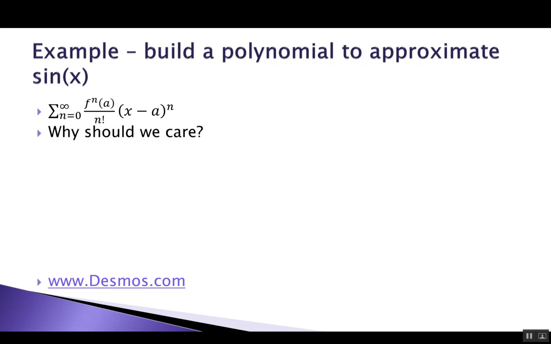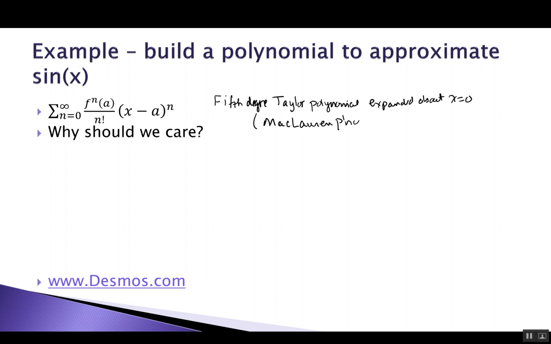All right, moving along. Let's build one for sine of x, and then let's talk about why we care about this. So I'm going to get a 5th degree Taylor polynomial expanded about x equals 0. So this is actually a Maclaurin polynomial. So that's what we're going to do for this example. All right, here's how we start. We take our function, which is sine of x, because we're building up an approximation for sine of x. And we evaluate that at 0 because that's what we're expanding about. And that's sine of 0, and that's 0.